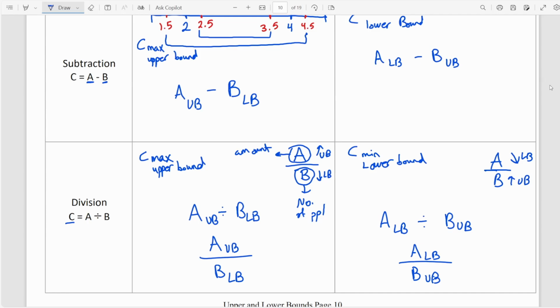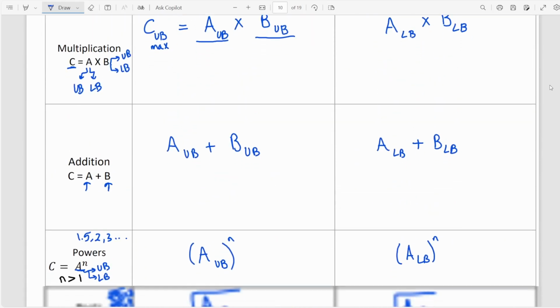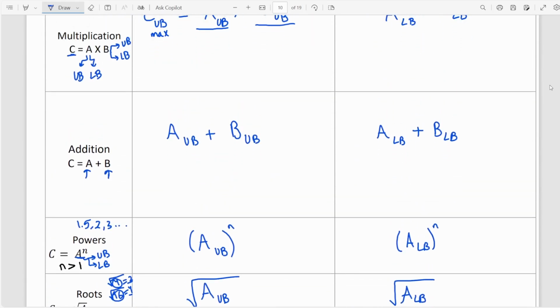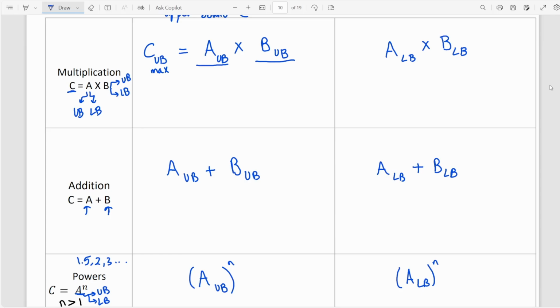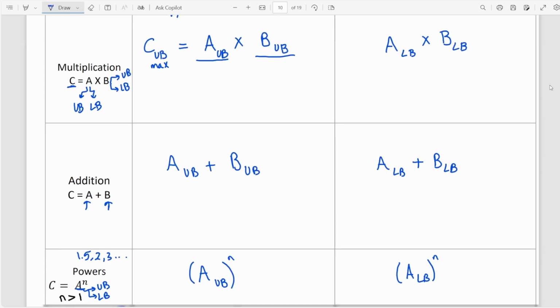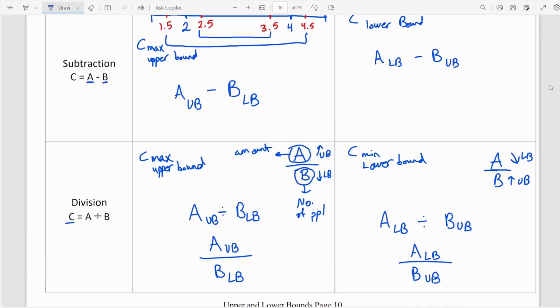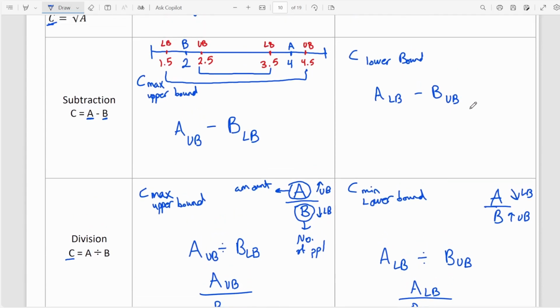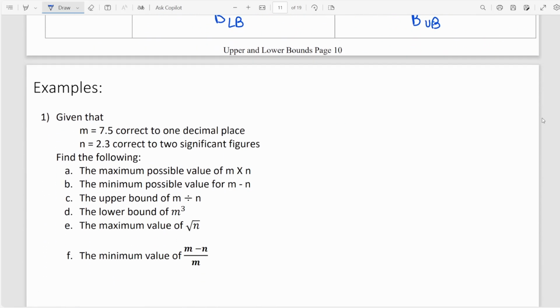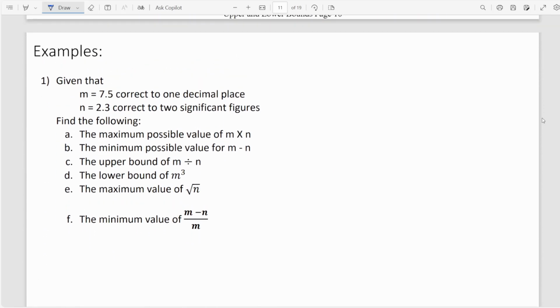Okay, so basically multiplication, addition, powers, and roots are very straightforward. It's always upper bound with upper bound, lower bound with lower bound. However, subtraction and division have a mix, okay? And I hope you understood how they work. Now, let's take a look at some examples.